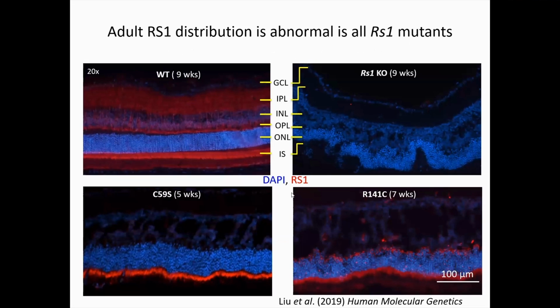Now, these images show where the mutant proteins end up in the adult retina. In the control, retinoschisin is seen throughout the retina. In the knockout, we do not see any retinoschisin, which simply demonstrates that the knockout works. Note in both the C59S, as shown in the lower left, and the R141C, there's a decreased overall level of the protein, and it has a very abnormal distribution, limited to the inner segments in the C59S and spotty expression throughout the retina in the R141C.